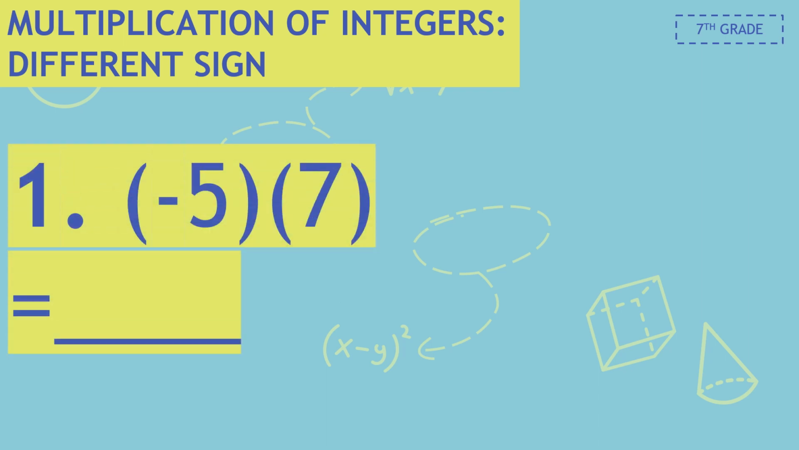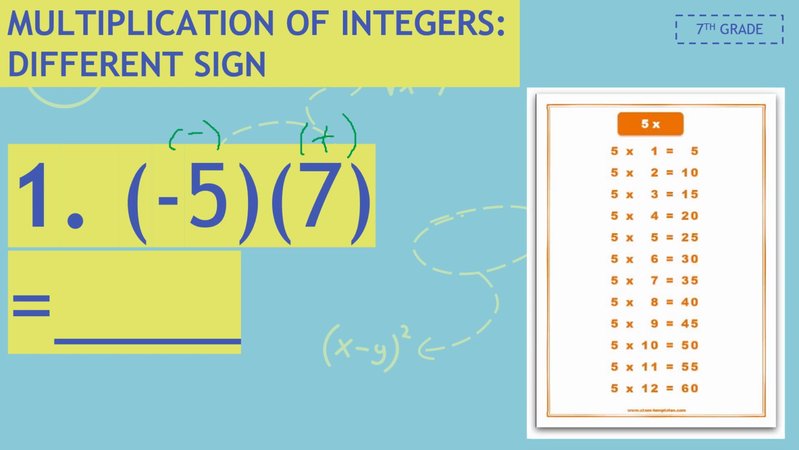Okay, and so we have negative 5 times 7. So here, as you have noticed, the first integer is negative, while the second integer is positive. Okay, so magkaiba po sila ngayon ng sign. So if we're going to look again with the multiplication table of 5, 5 times 7 is equals to 35. So we can write 35 here.